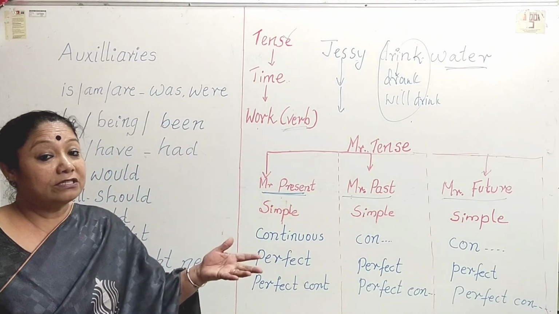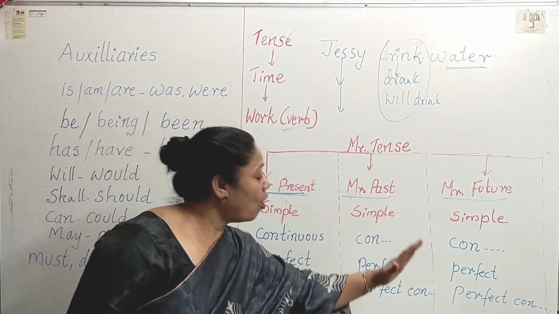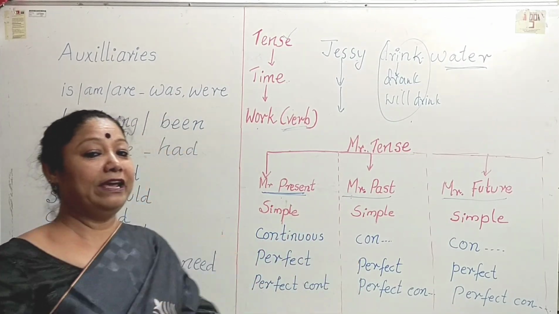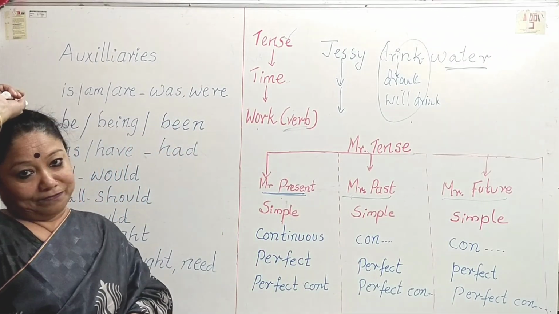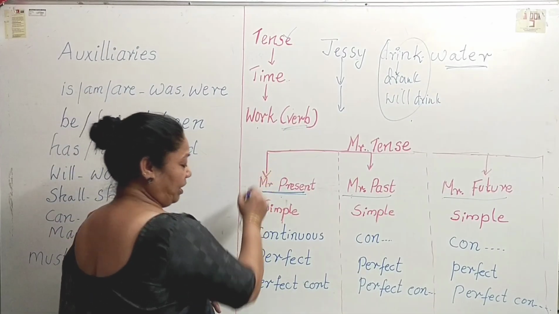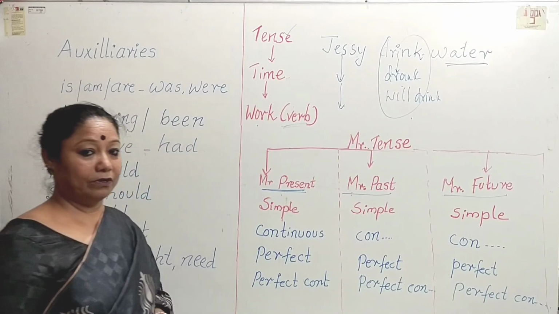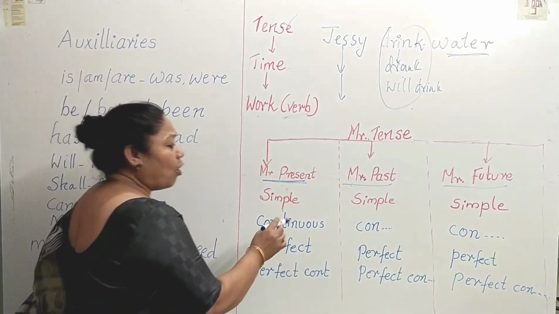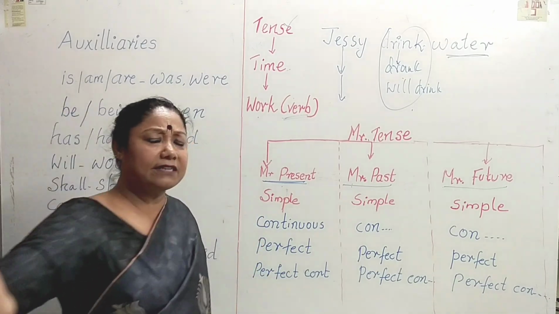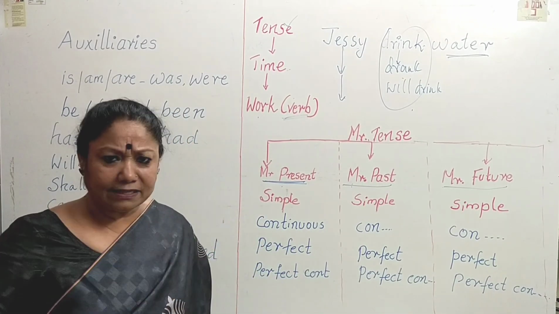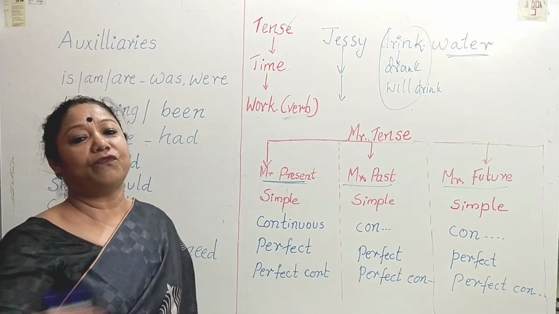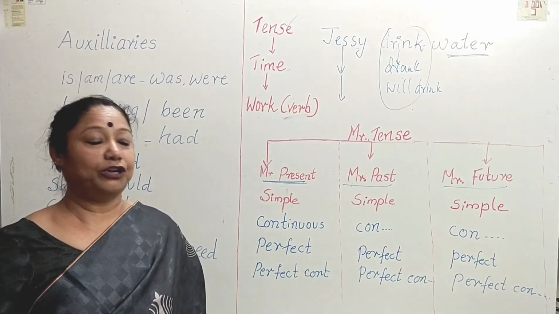So here goes the family. There are altogether 12 members in the family, including the grandfather, that is Mr. Tense. Now, it's so easy to look at it. Carefully look. For remembering, you can say it this way: all the first sons are Simple, all the second sons are Continuous, all the third sons are Perfect, and all the fourth sons are Perfect Continuous.